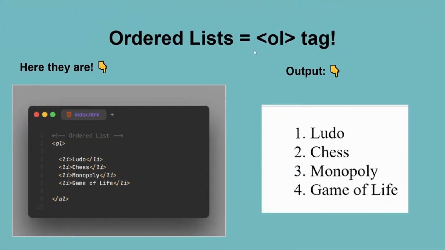Ordered list is equal to OL tag. Here they are, OL tag and OL tag. This is the opening OL tag and this is the closing OL tag. Now inside this OL tag we have list items, and inside these list items we have 4 indoor game names. Okay, and then the output would be Ludo, Chess, Monopoly and Game of Life. But what is the difference from the paragraph or the headings? This is the difference: we have the numbers automatically. We'll try it by the code.